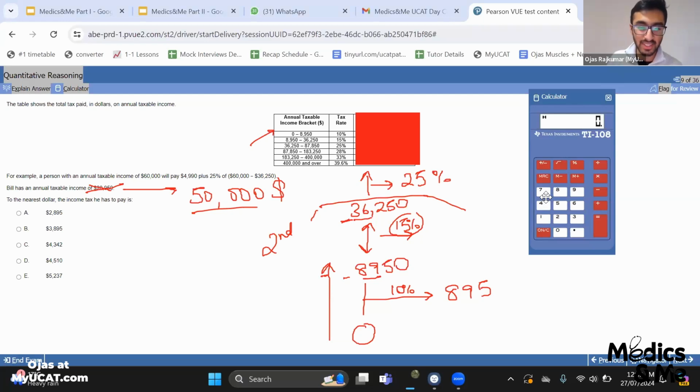So what's happening? And this is why basically the UCAT calculator is not amazing, because you can end up typing stuff in wrong. And when you do that, you might waste some time. So in this case, we've got 13,750, which is in the tax bracket above 36,250. And we've said that on the money above 36,250, we pay 25%. Now, what you could do is times by 0.25. But when you do that, you're quite likely to type something in wrong. So what I would do is just divide by 4. Now, obviously, timesing by 0.25 and dividing by 4 is the same thing, but this requires fewer numbers.